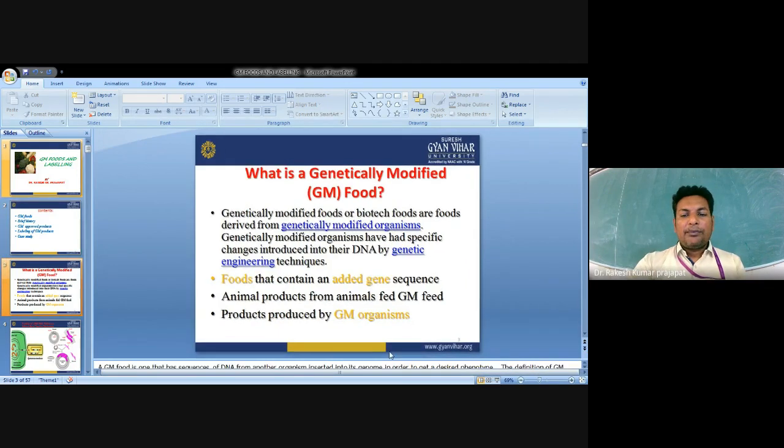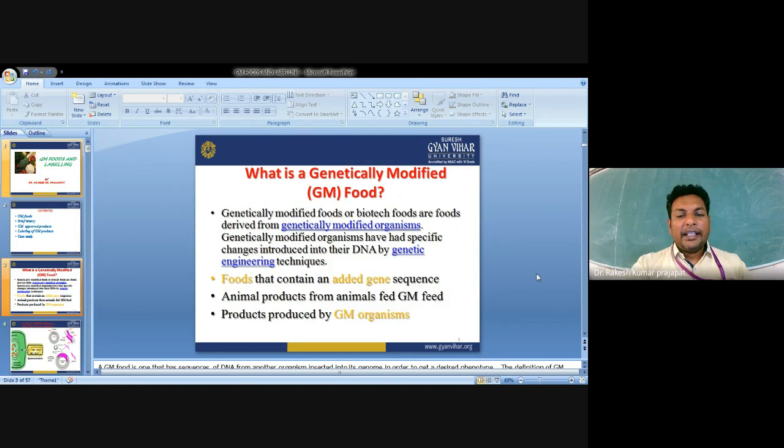So, what is GM food? GM food is nothing but genetically modified food product. Biotech foods are the foods which are derived from genetically modified organisms, organisms which have had specific changes introduced into their DNA by genetic engineering techniques. So in the case of genetically modified food, both happen.